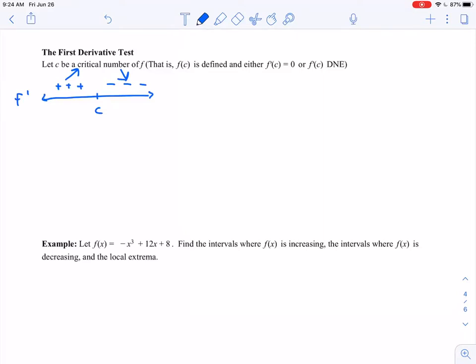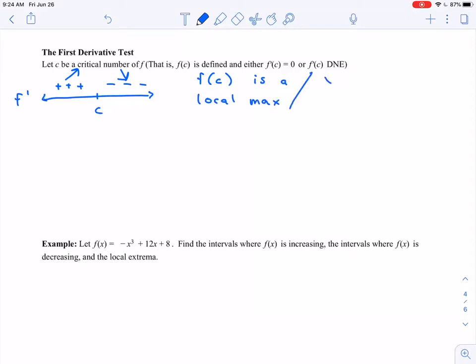Let's draw this out for a second. We have a function which is increasing, and then at c it stops, and after that it's decreasing. Well, look at this right here. That looks like a local maximum to me. So if I see this on my sign chart, that means f of c is a local maximum.